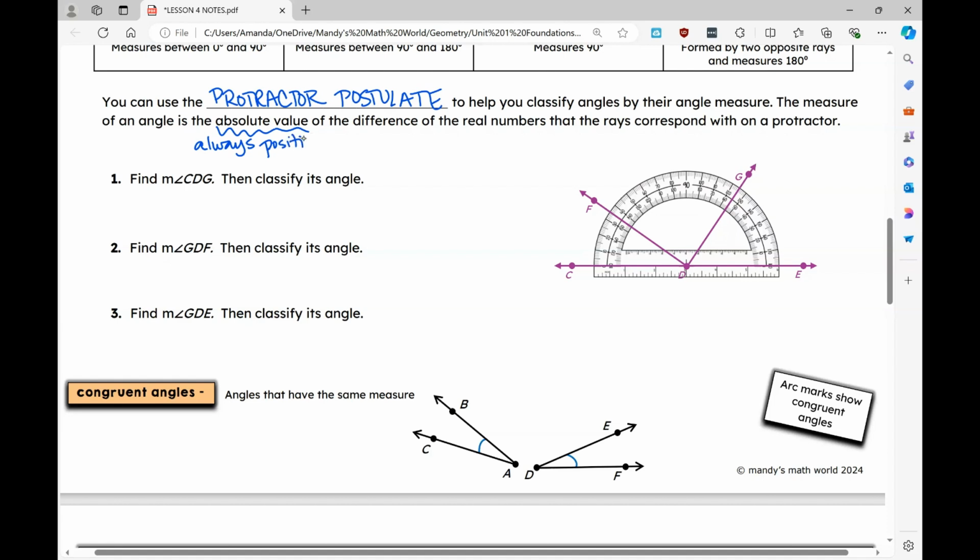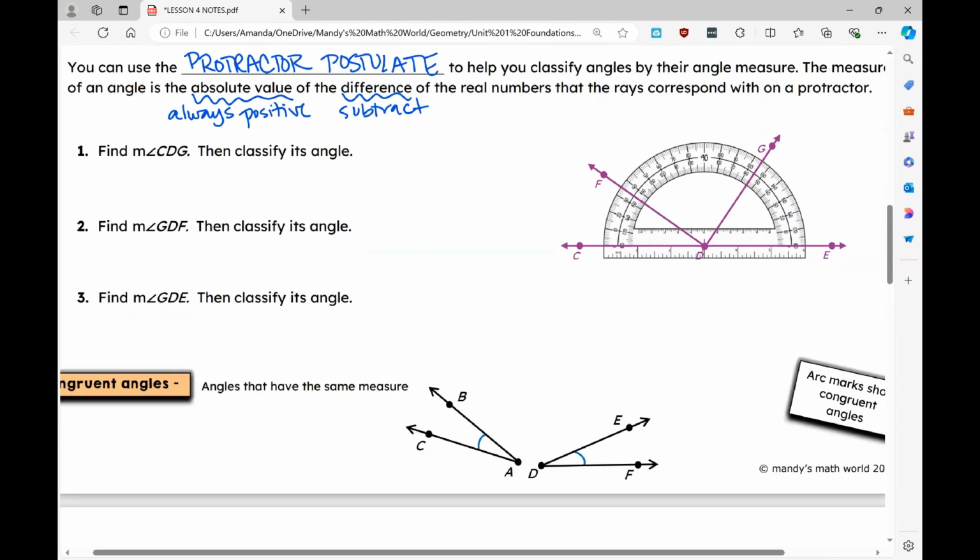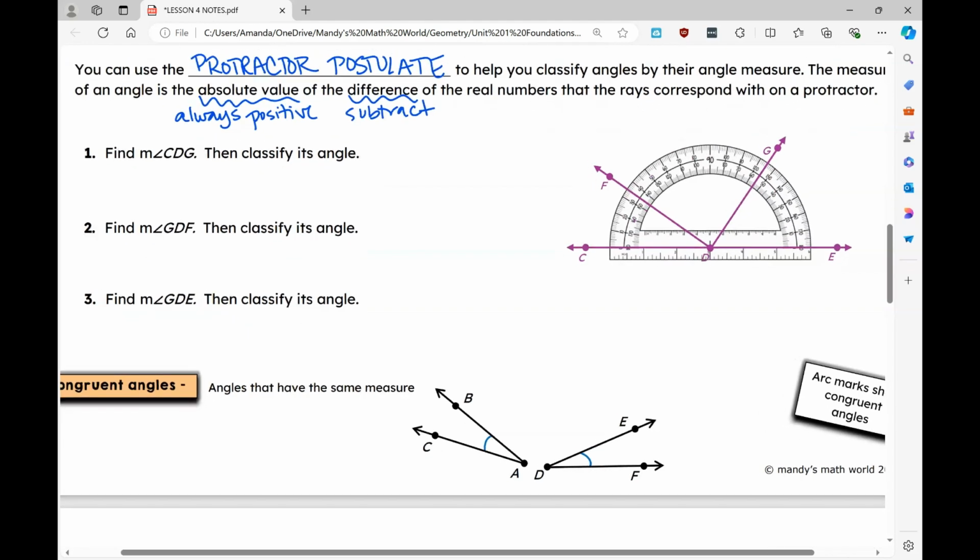The absolute value of the difference. When we see the word difference, that means we subtract, of the real numbers that the rays correspond with on a protractor. Okay, what does that mean? In 1 through 3, we're going to use this image on the right. It's these angle measures, and I've got a protractor in front of it.